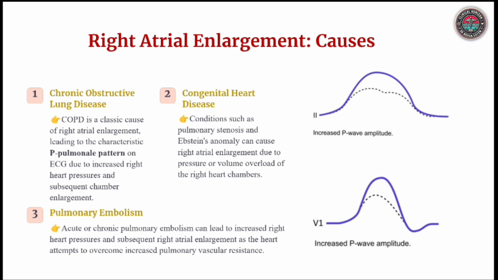Right atrial enlargement is commonly caused by chronic lung diseases or COPD, congenital heart defects, and pulmonary embolism. These conditions increase right atrial pressure, leading to ECG changes such as tall, peaked P waves in inferior leads, that is P pulmonale.